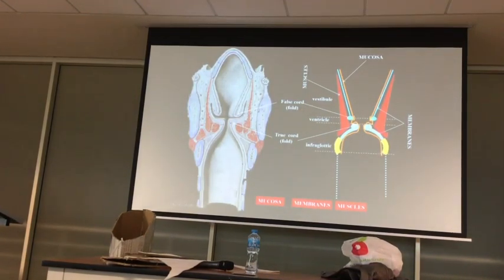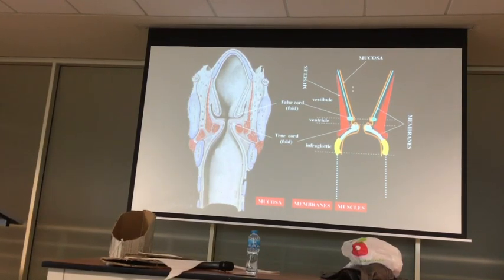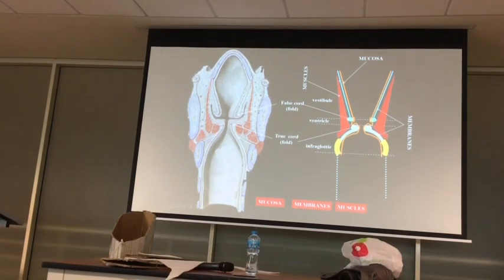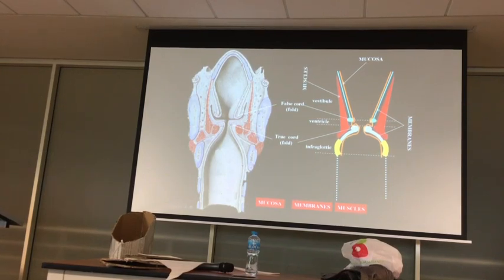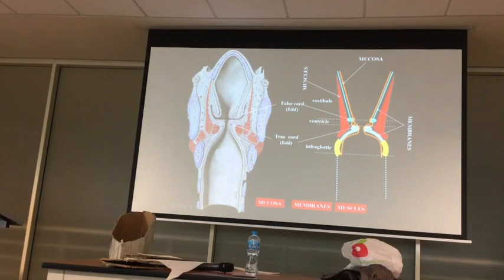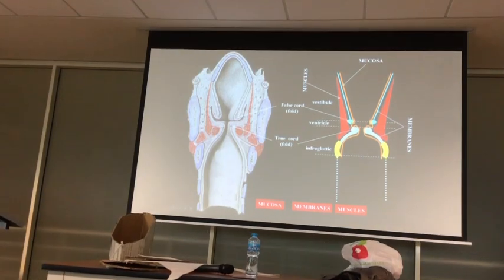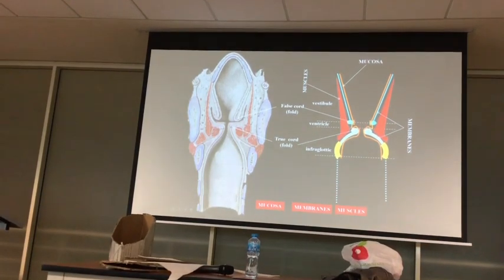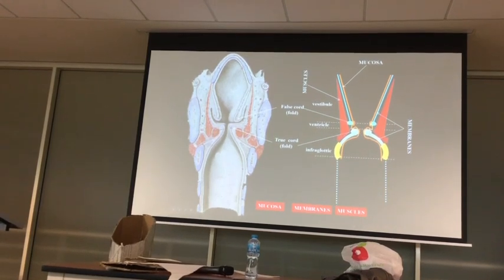Here is mucosa. Here is the cavity of the larynx. This is the quadrangular membrane, ending up here in what I call the aryepiglottic fold. The aryepiglottic folds are surrounding the entrance of the larynx. But this fold is called the false vocal fold. And this is the true vocal fold.